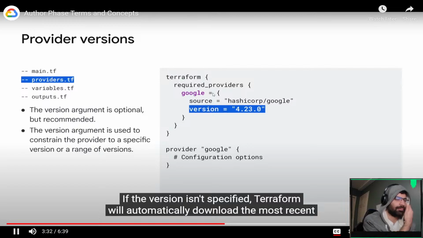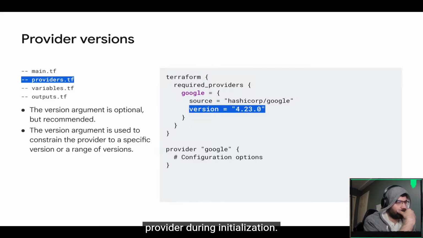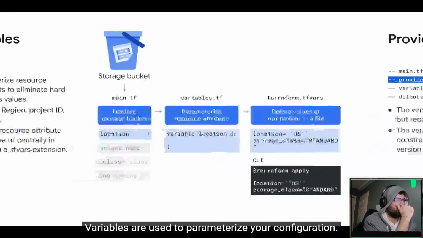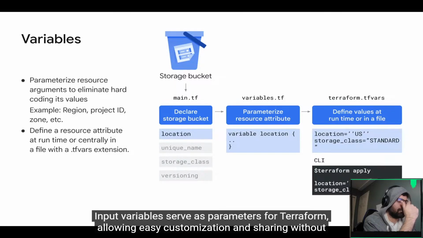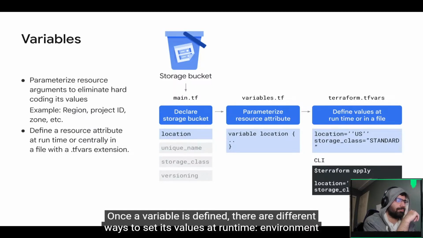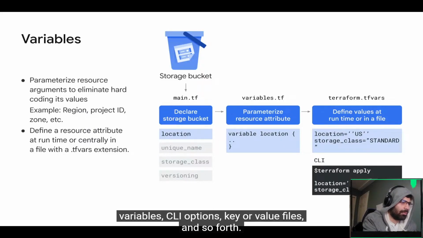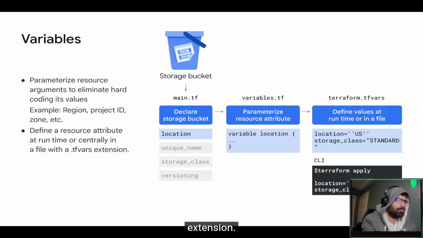Go back here. If the version isn't specified, Terraform will automatically download the most recent provider during initialization. Variables are used to parameterize your configuration. Input variables serve as parameters for Terraform, allowing easy customization and sharing without having to alter source code. Once a variable is defined, there are different ways to set its value at runtime: environment variables, CLI options, key or value files, and so forth. You can define a resource attribute at runtime or centrally in a file with a .tfvars extension.